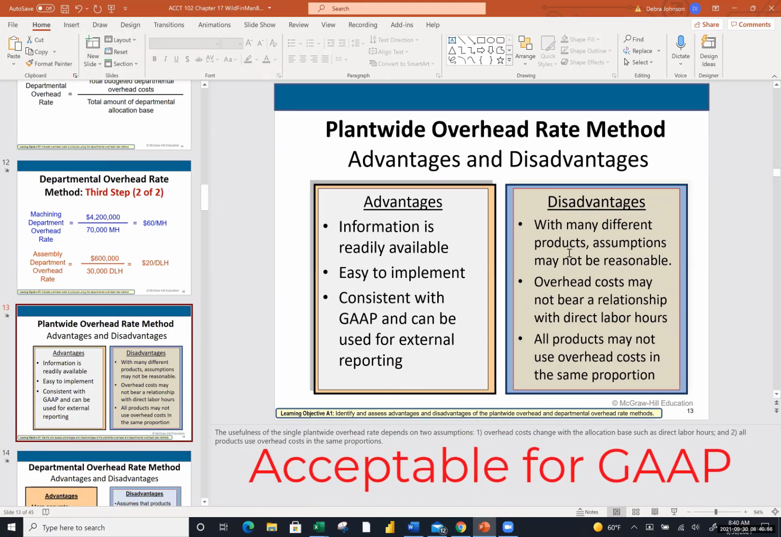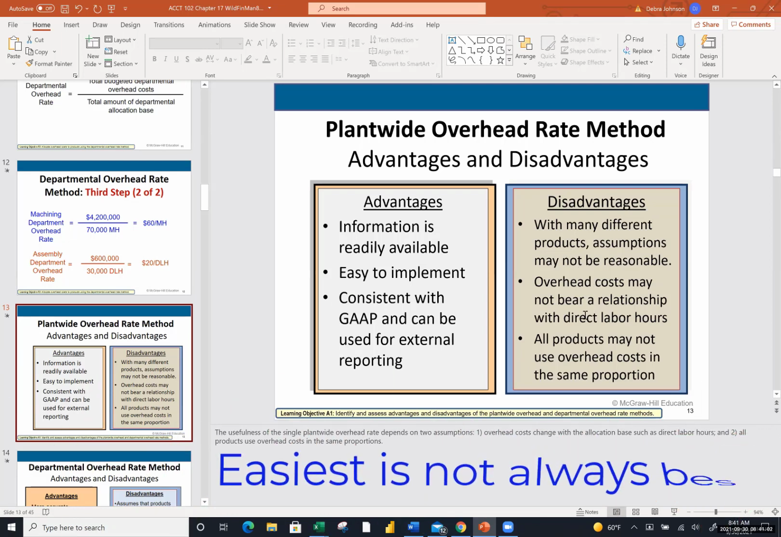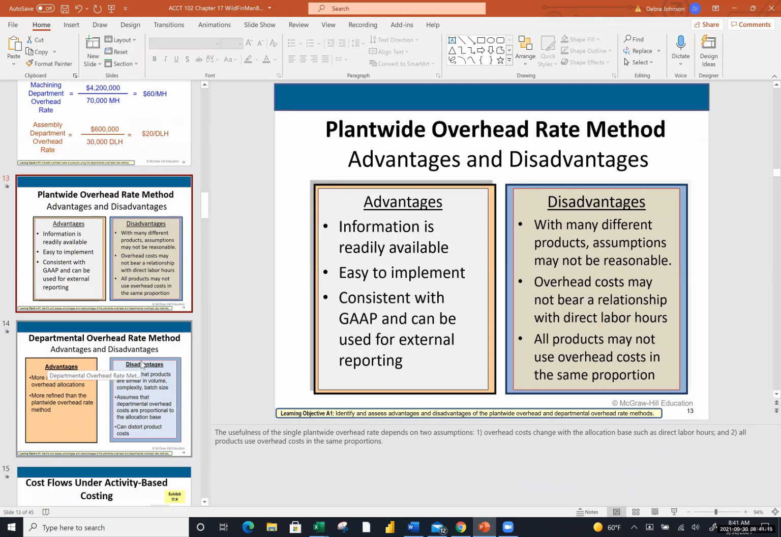The disadvantage is that one basis may not be reasonable. In fact, it may not have anything to do with the way the product is made. And that has to do with the second thing they list also: all products probably don't use overhead costs in the same proportion. That becomes very true when we see activity-based costing.